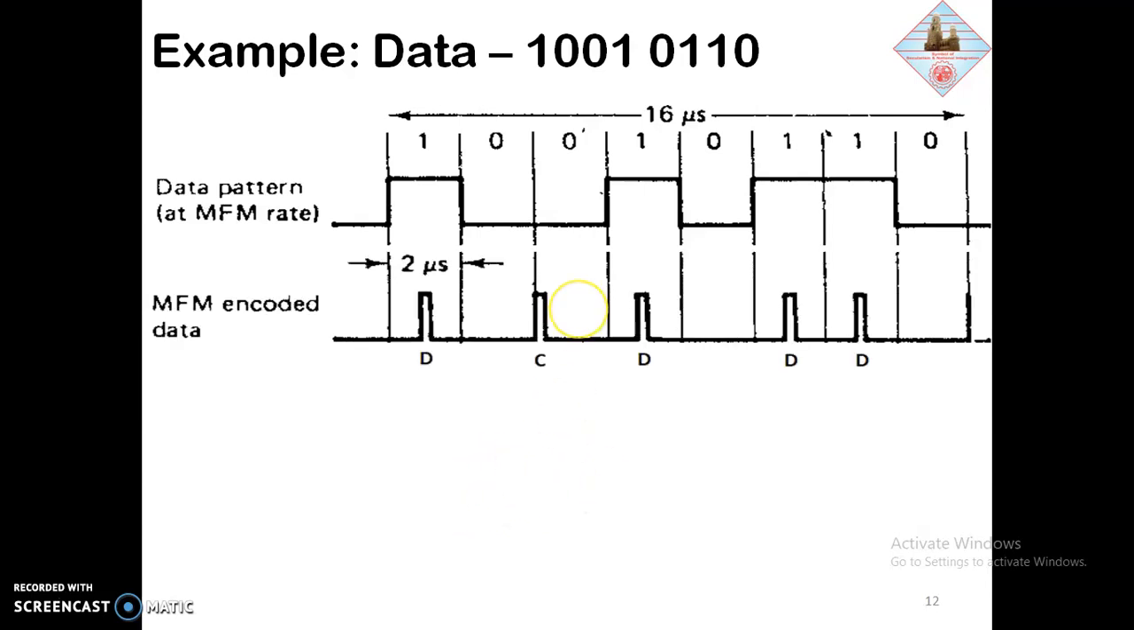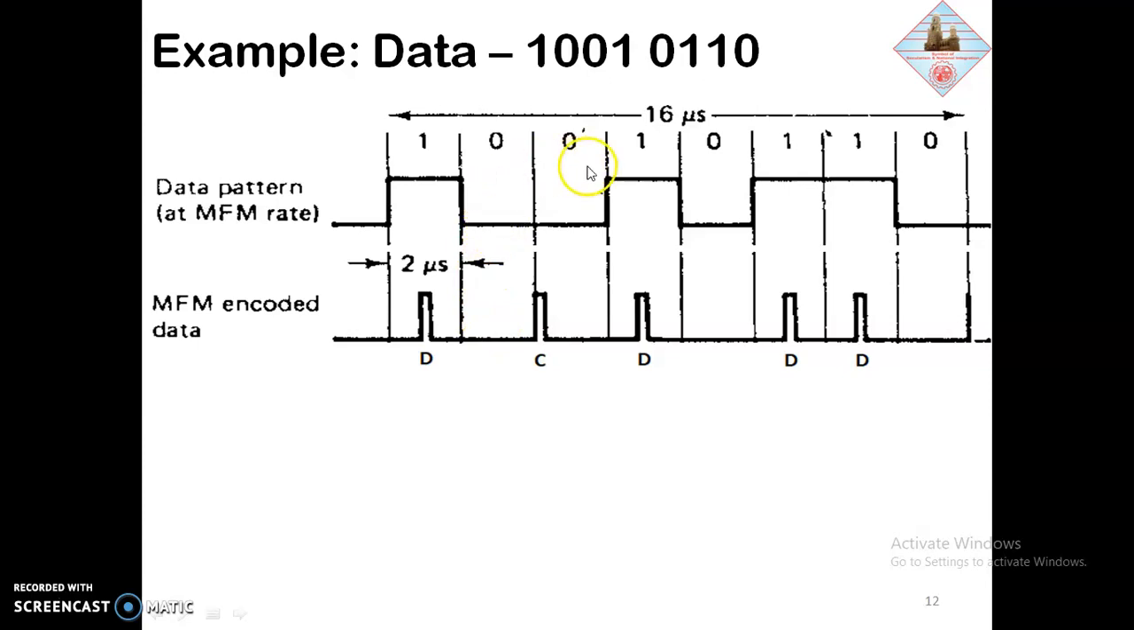For input data 1, we will insert only data pulse at the center. For the next input 0, we have to check the previous input. Now the previous input is 1. So for the current input 0, we will neither insert a clock pulse nor any data pulse.